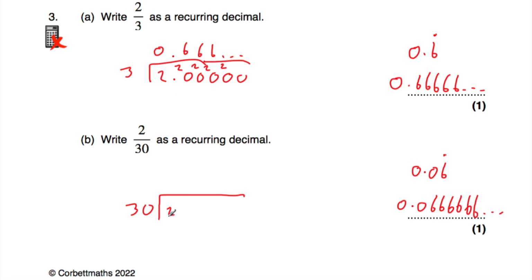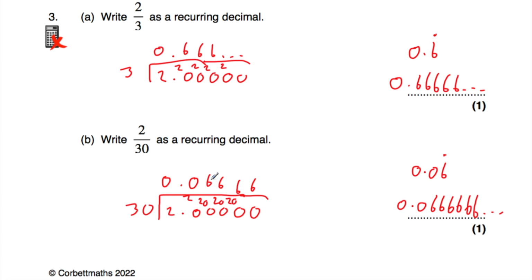So 2 divided by 30. We'll put our decimal point in some zeros, and we'll put a decimal point above the other one. So how many 30s go into 2? 0, remainder 2. How many 30s go into 20? Well, there's no 30s in 20, so 0, remainder 20. How many 30s go into 200? Well, 6 30s is 180, so it's going to be 6, remainder 20. And then how many 30s go into 200? 6, remainder 20, and it just carries on like so.